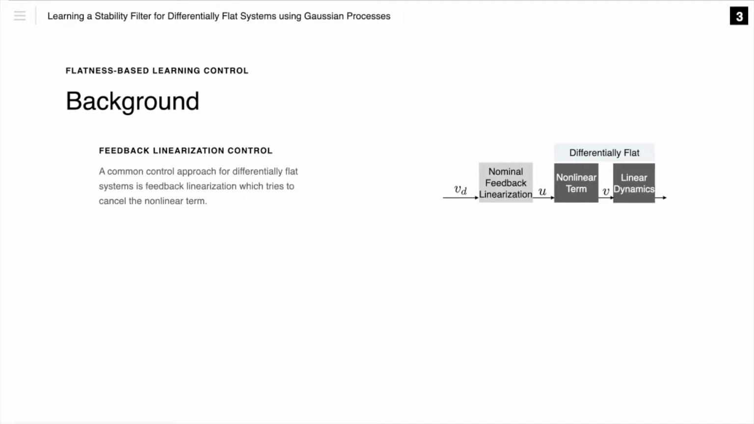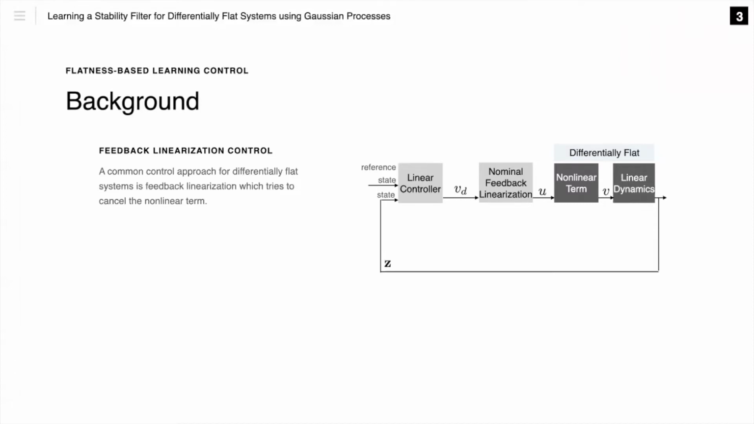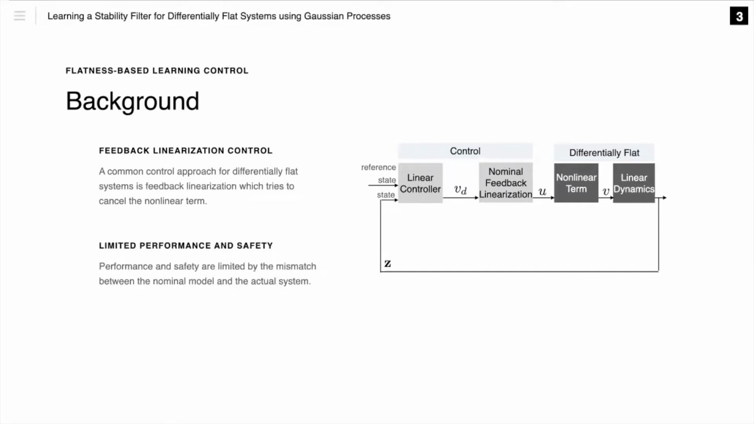A nominal feedback linearization tries to cancel the nonlinear term. In this way, there is a unity mapping between the desired input VD and the input seen by the linear dynamics. An outer loop linear controller is then used to design VD based on the linear dynamics. Unfortunately, performance and safety are limited by the mismatch between the nominal model and the actual system. So in reality, often because of this nonlinear mismatch, there is not a unity mapping between these two inputs.